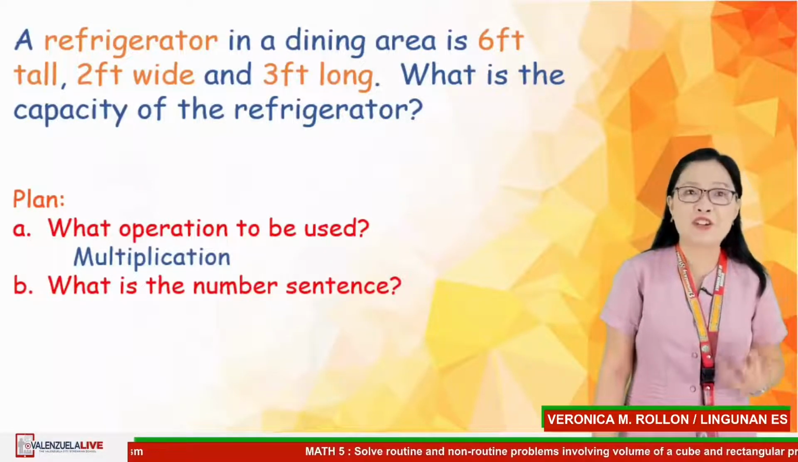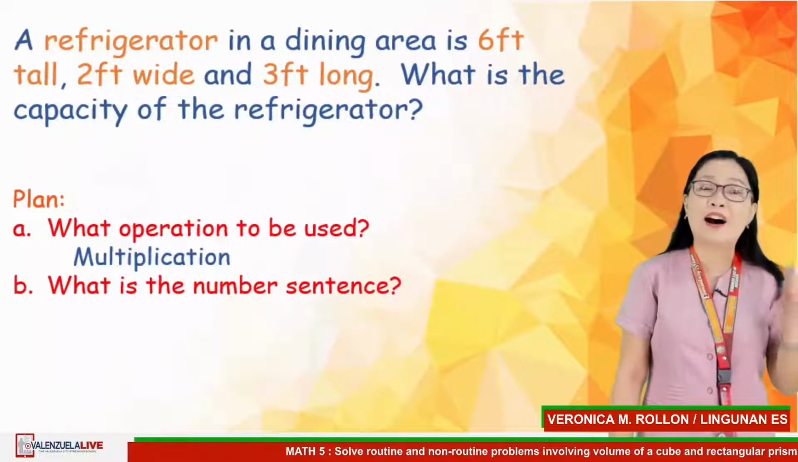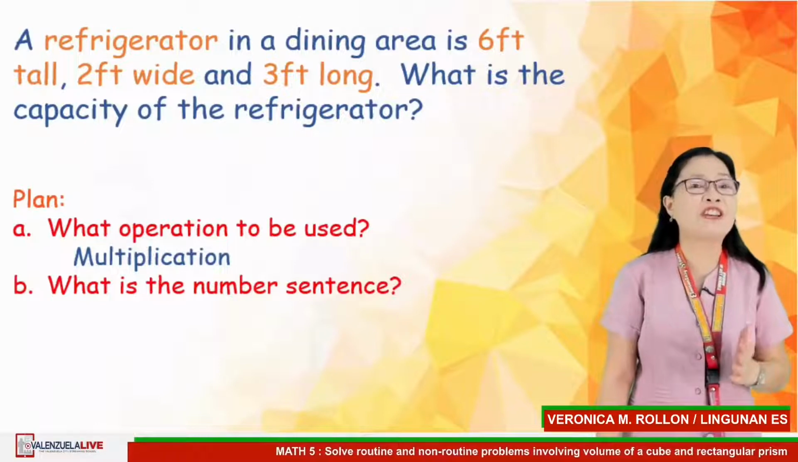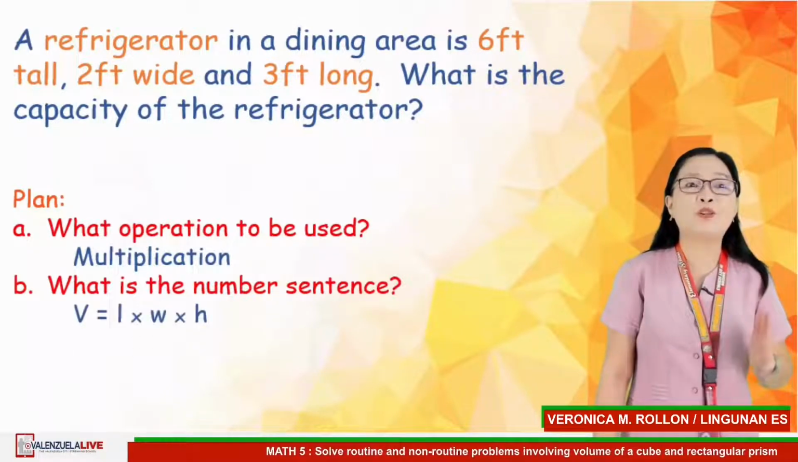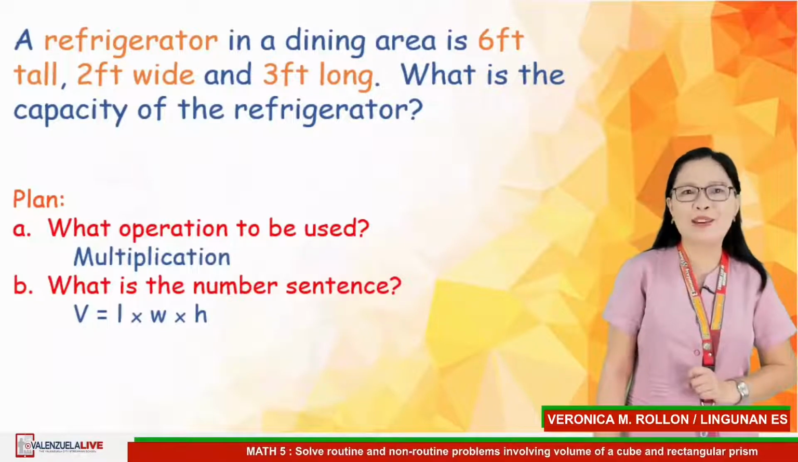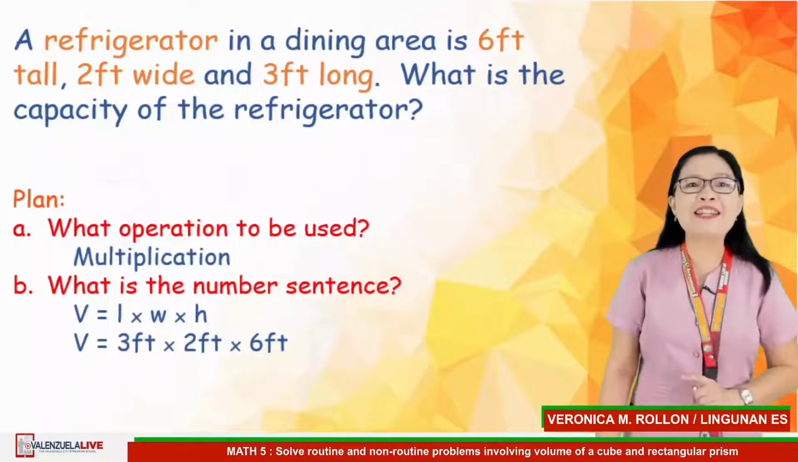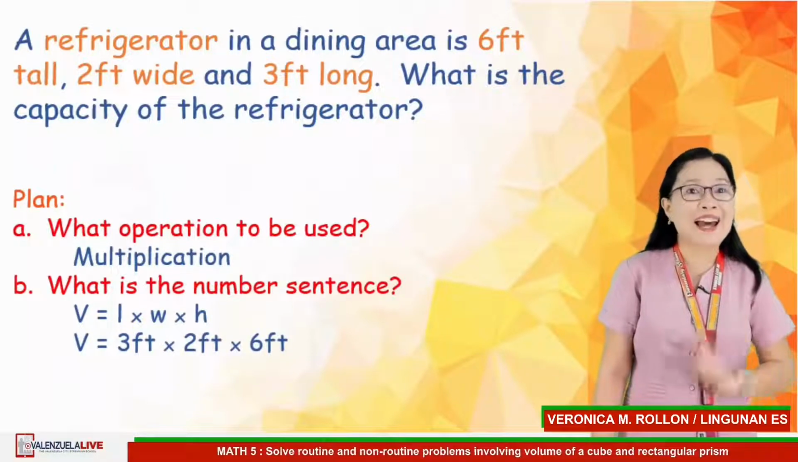Since the solid figure that represents the refrigerator is a rectangular prism, we're going to follow this formula. Volume equals length times width times height. So let's substitute: 3 feet times 2 feet times 6 feet.